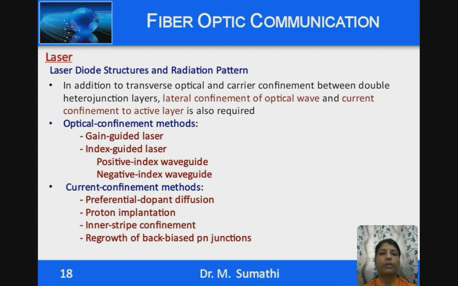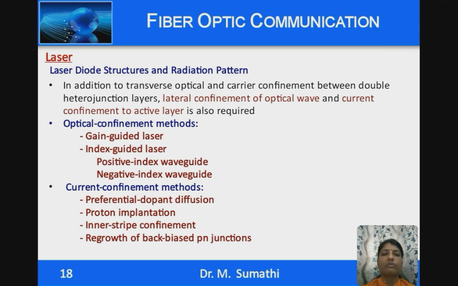Now, let us look into laser diode structures and radiation pattern. We have already seen that using double heterojunction layers, carrier confinement is done, and using materials of different refractive indices, optical confinement has also been carried out in the transverse direction. So this provides optical and carrier confinement in the transverse direction. But in addition to that, lateral confinement of the optical wave and current confinement to the active layer is required to improve the efficiency and performance of a laser diode.